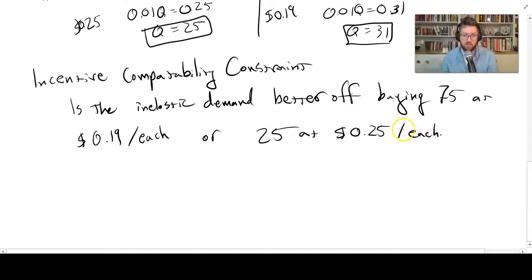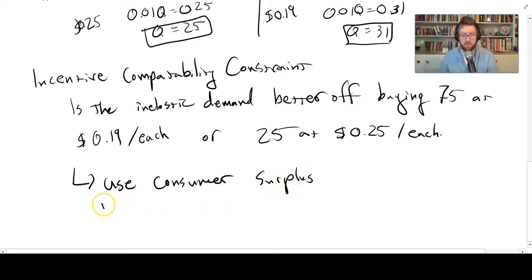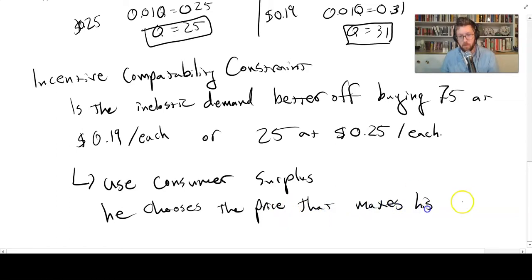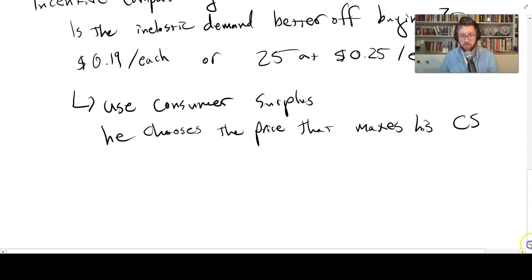Okay, we know that if he could choose how much he would want, he would buy 31. But that doesn't necessarily mean that 32 or 33 or maybe even 75 isn't ultimately better. And the way we figure this out is we have to calculate his consumer surplus. Whichever of these prices gives him more consumer surplus is the one he'll choose. So this is what I mean when I say people self-select, because they choose what's also best for them. CS is consumer surplus here.